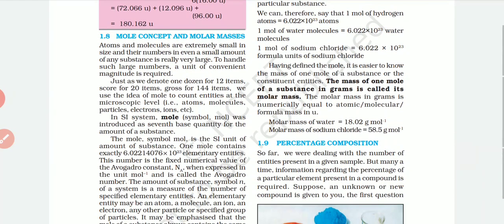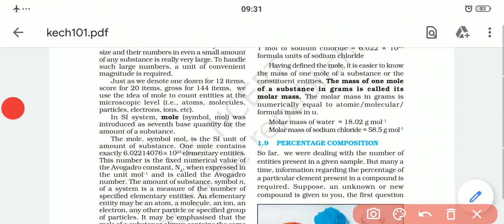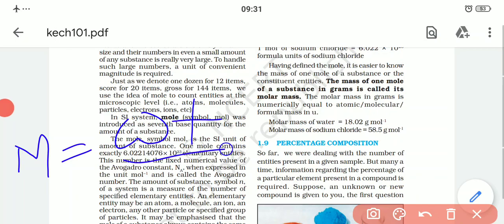Now our next topic is mole concept and molecular masses. So what is a mole? You just have to remember that moles means weight upon molecular weight. The equation of moles, remember, is: mole is equal to given weight upon molecular weight of that compound.